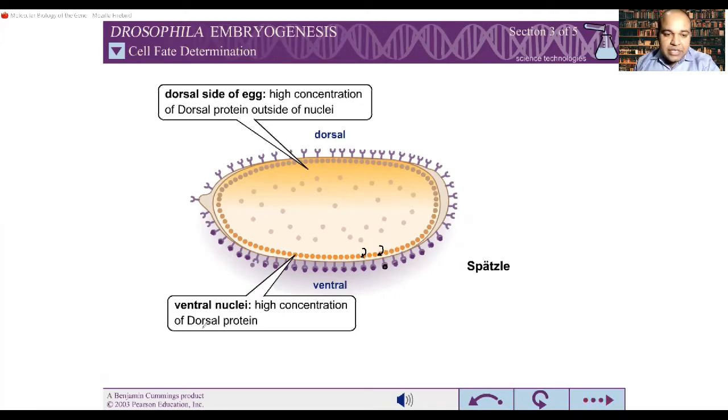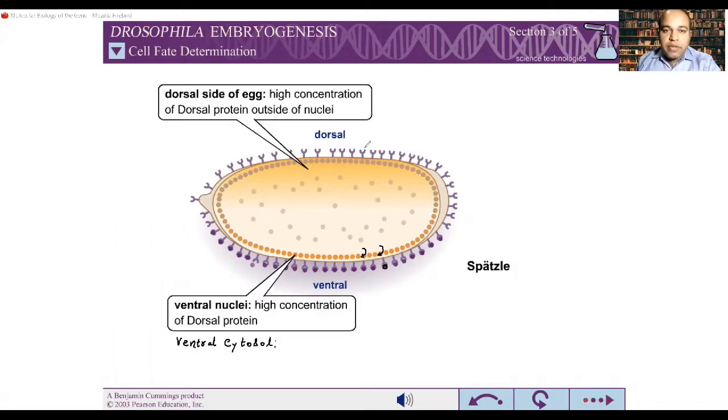So a high concentration of dorsal protein begins to take place in ventral nuclei. In the case of ventral cytosol, there would be a low concentration of the dorsal protein.